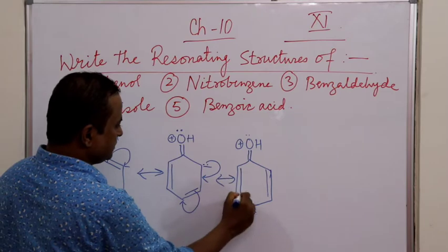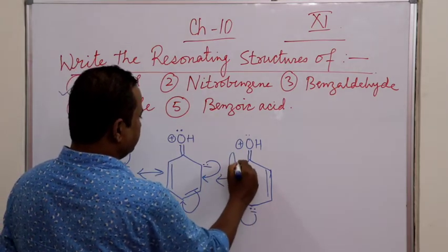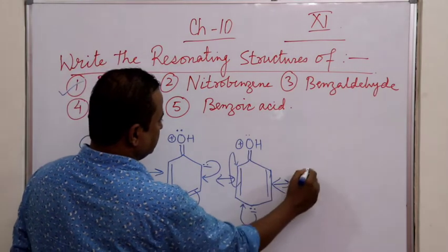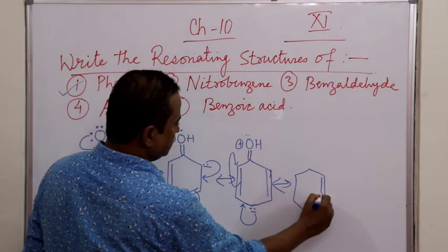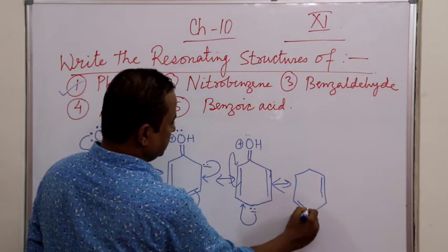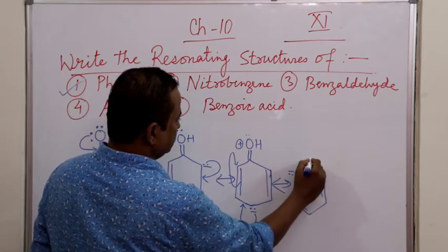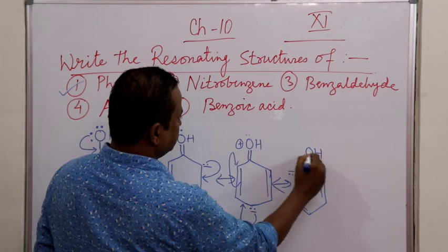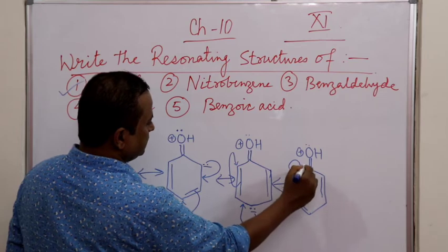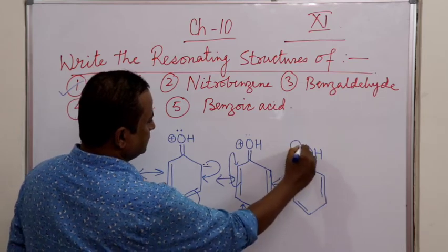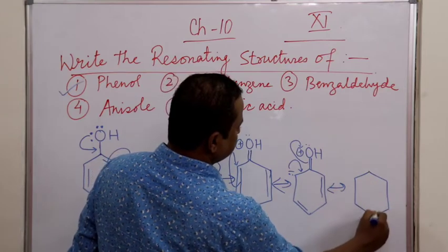now in the next structure what will happen? This will attack at this position, and this pi electron will shift here. So we have a double bond here, and the pi electron will shift here. Now this will be as it is, plus charge here. Now finally this electron pair will attack at this position, and this will go here. So we will have this structure.